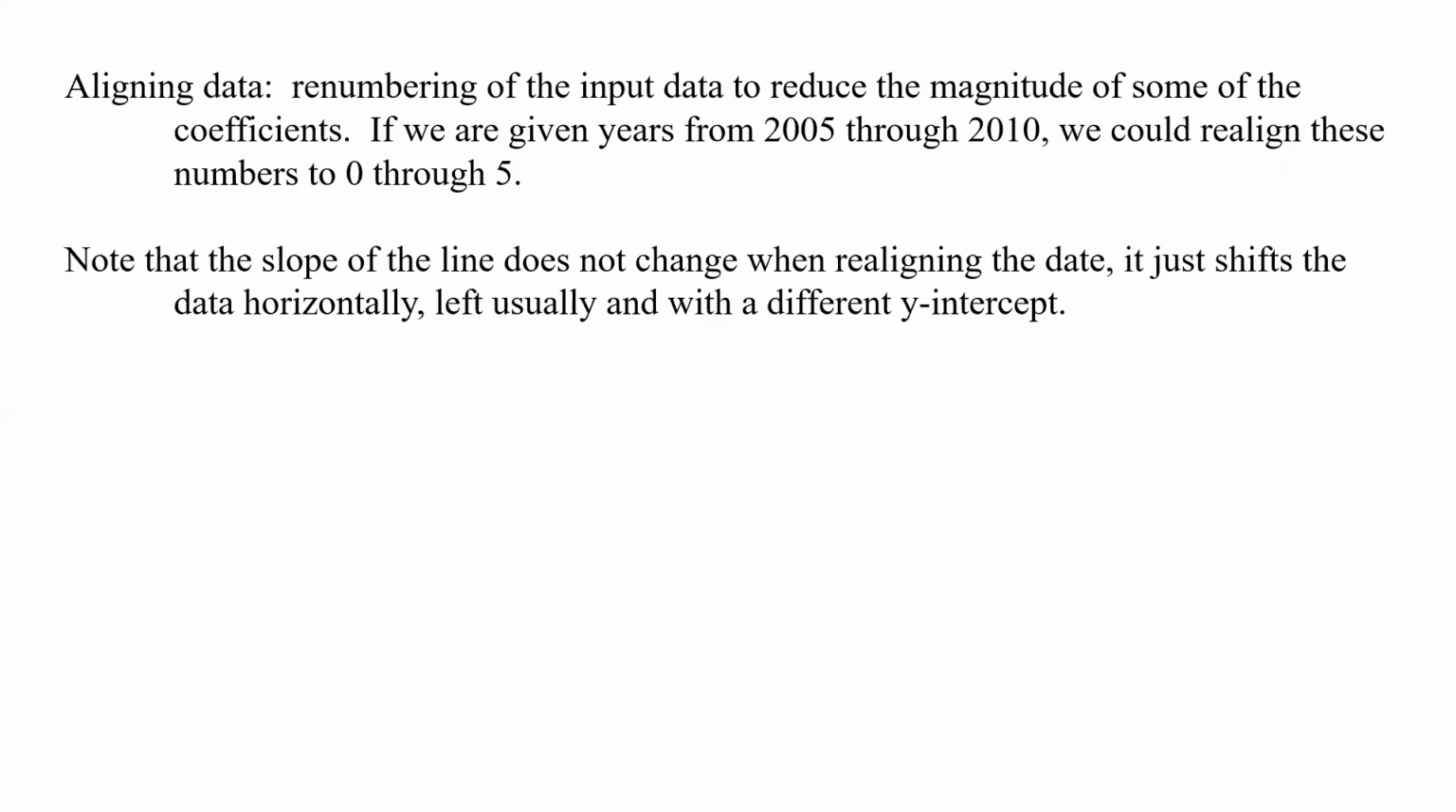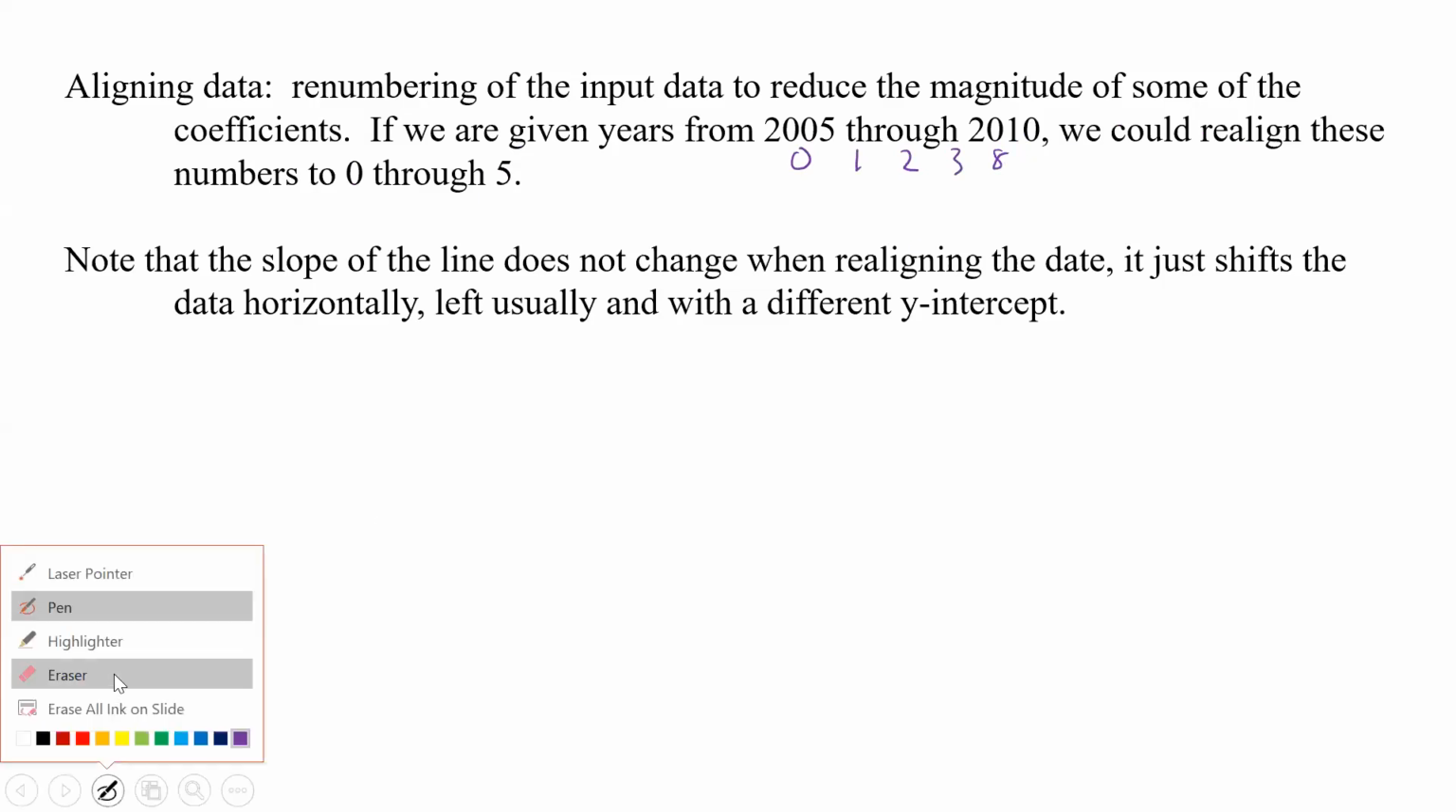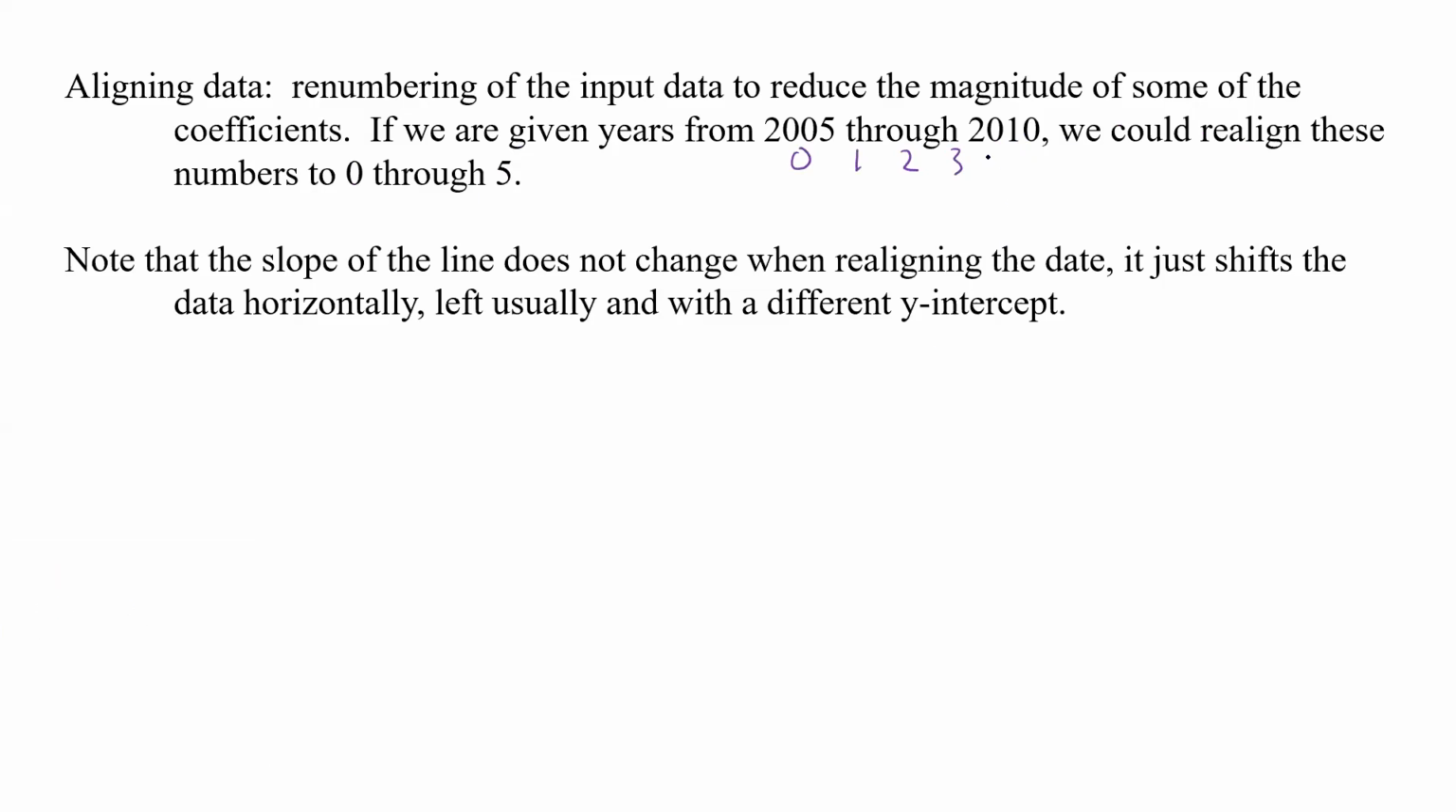All right, so when we're doing graphs, sometimes what we have to do is something called data aligning. Basically we're going to renumber the input data to reduce the magnitude of some of the coefficients. If we're given the years 2005 through 2010, we could realign these numbers to 0 through 5. So we'll say 0 is 2005, then 2006, 2007, 2008, 2009, 2010. Oops, I'm starting to write numbers wrong. Okay, 1, 2, 3, 4, 5, 6, 7, 8, 9, 10. Yep, there we go. I can do it, but not write it and do it at the same time.